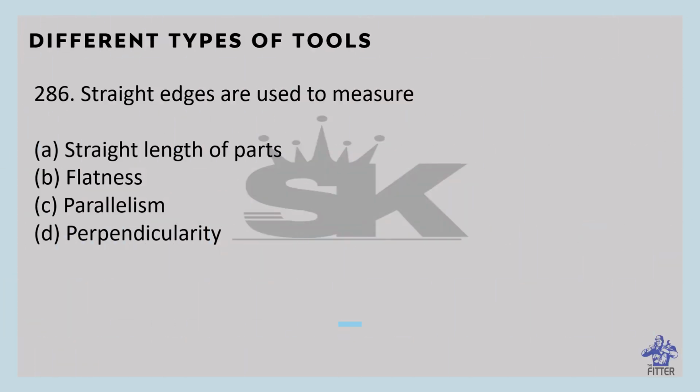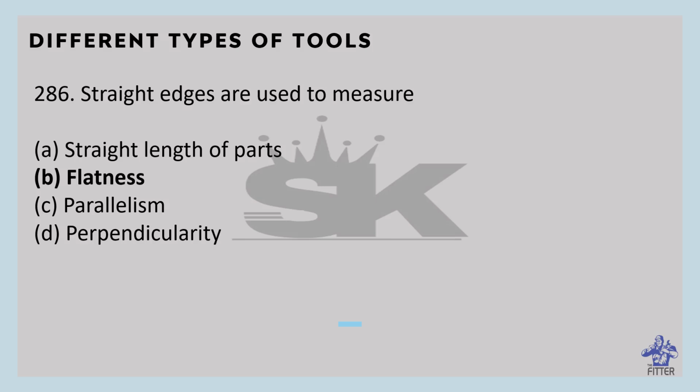Straight edges are used to measure flatness. For checking the flatness, single edge as well as 3 and 4 edge straight edges may be used. A single edge straight edge is applied in different directions at different places on the surface to be tested. They are available in lengths from 75 to 175 mm and with 1 to 4 working edges.